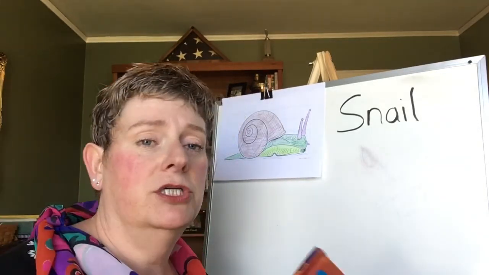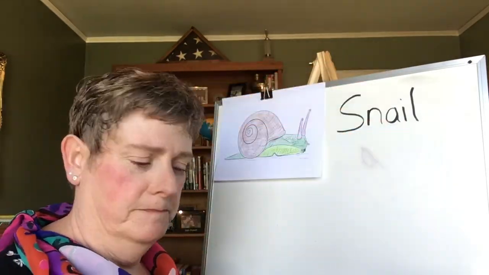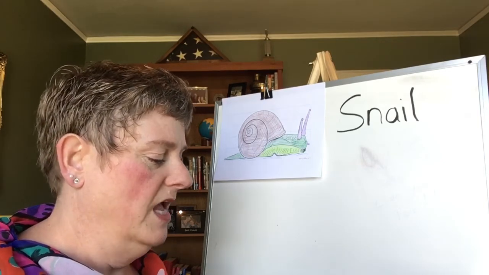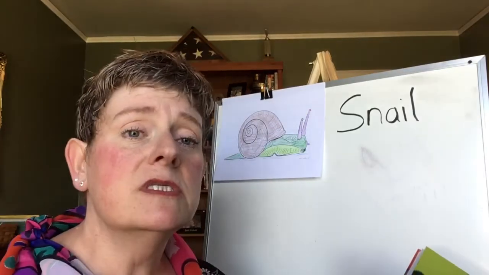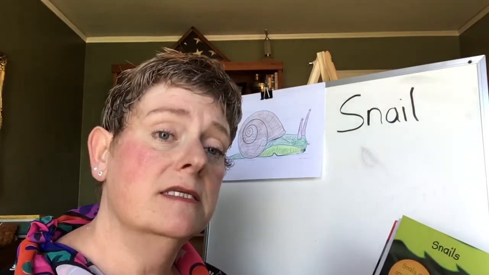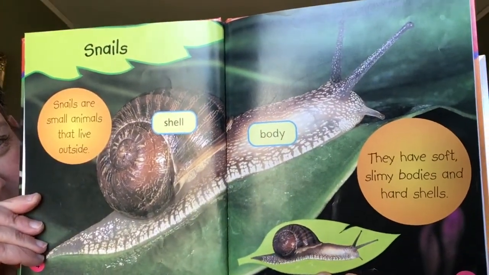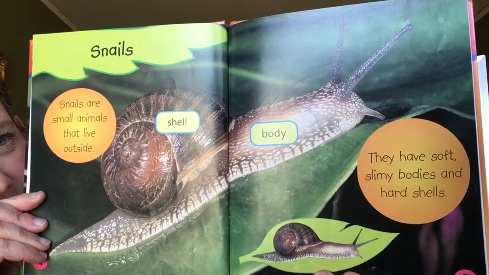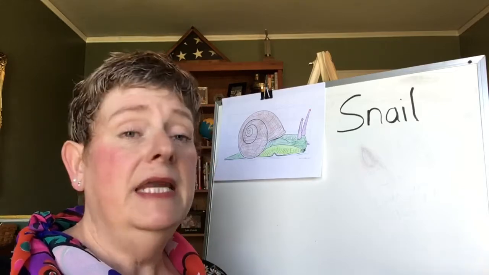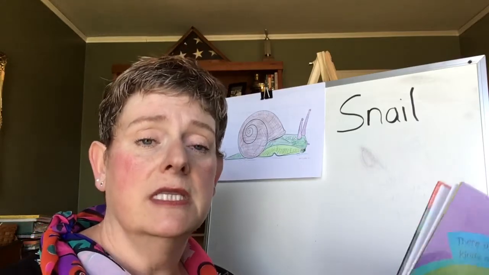I have a book to share with you today, Snails by Monica Hughes. Snails are small animals that live outside. They have soft, slimy bodies and hard shells. There are many different kinds of snails. Some snails live on land, other snails live in water.